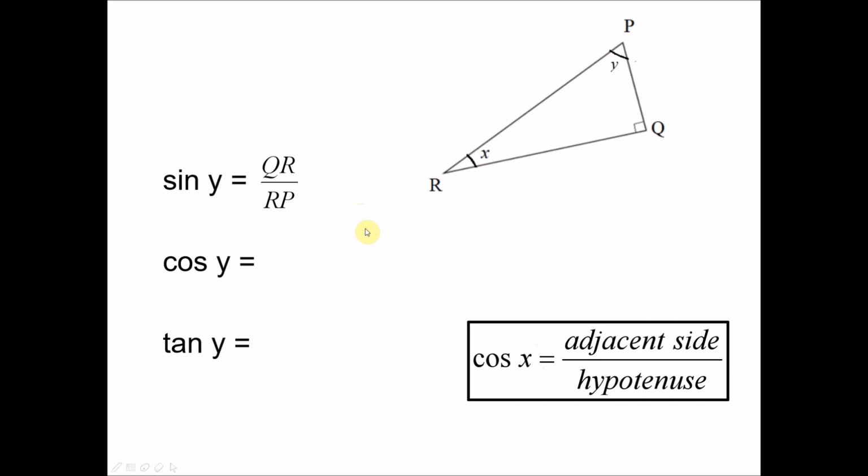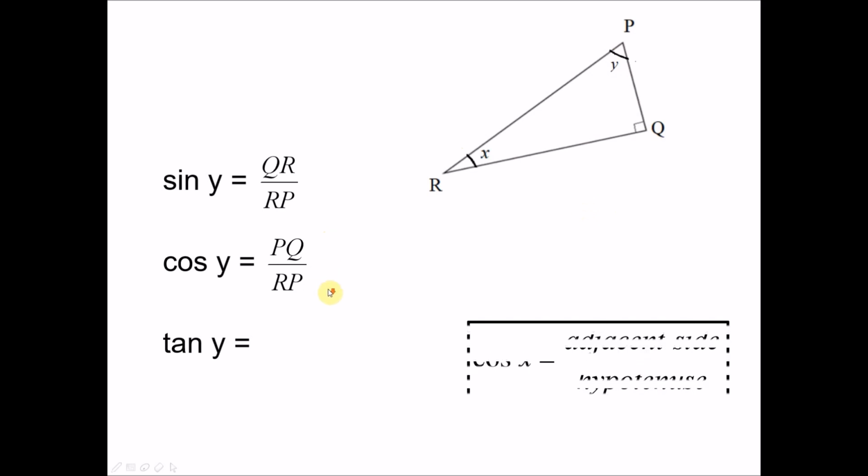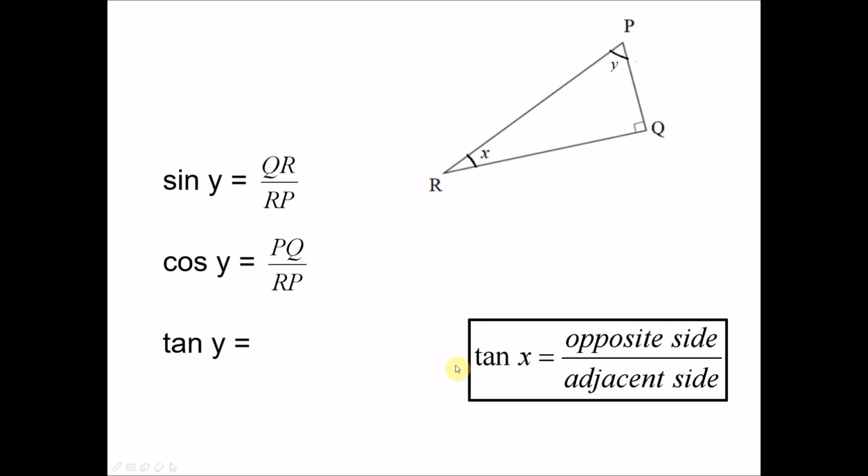For cosine Y, cosine is adjacent side over hypotenuse. The adjacent side is this PQ, and the hypotenuse is RP. So PQ over RP. And the last one, tangent Y, equals opposite side over adjacent side. The opposite side for this angle Y is RQ. The adjacent is PQ. So the answer is RQ over PQ.